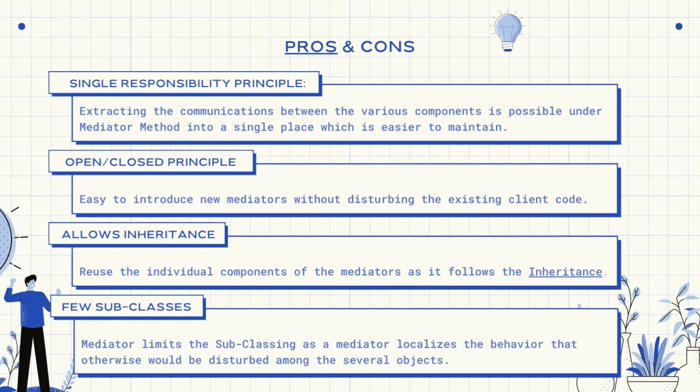The third one, allow inheritance, is to reuse the individual components of the mediators as it follows inheritance. The last one, few subclasses. Mediator limits the subclassing as a mediator localizes the behavior that otherwise would be distributed among several objects.